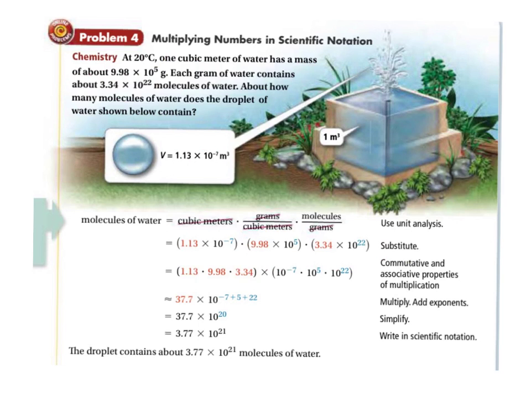Multiply all that out. So again, we're essentially multiplying the coefficients. I know 10 is not a variable, but we're kind of treating it like one in this case. So 1.13 times 9.98 times 3.34. Multiply that out. And then negative 7 plus 5 plus 22 is 20. Not scientific notation. Owes us a decimal point there. End up with about 3.77 times 10 to the 21st. Number of molecules of water in a droplet.